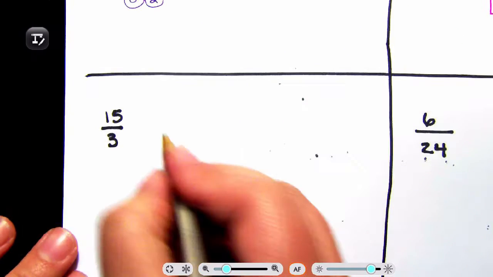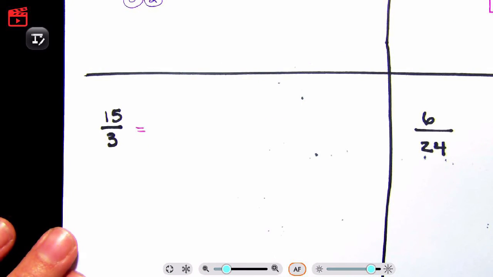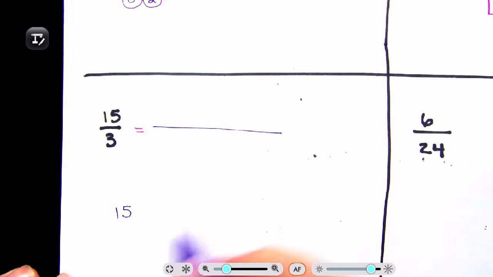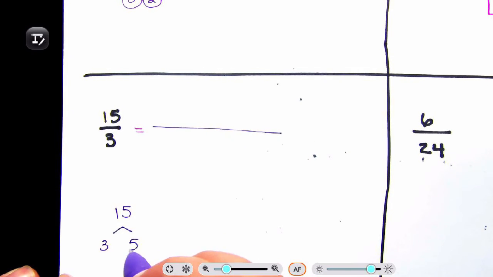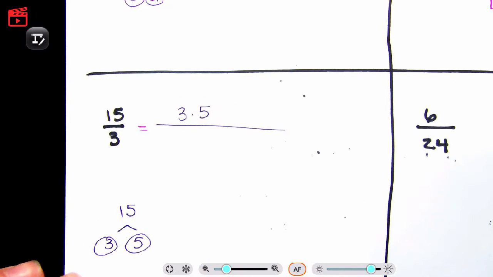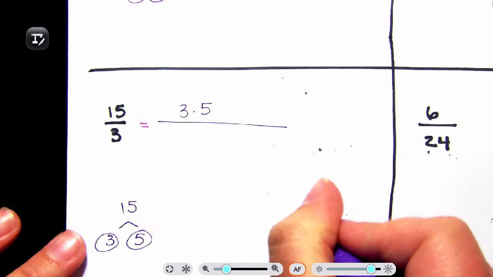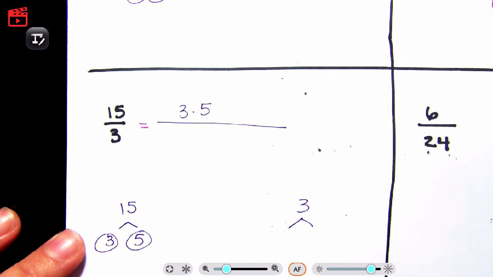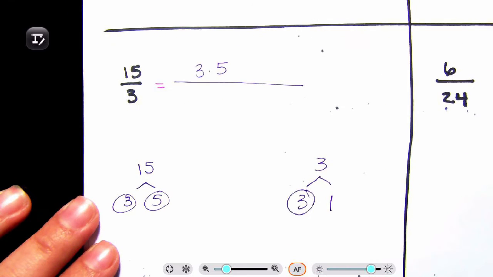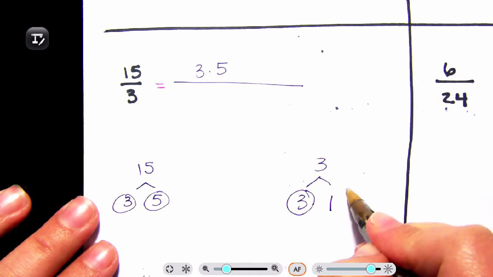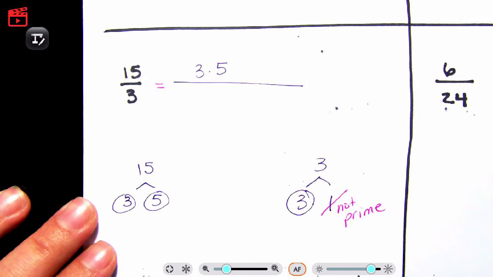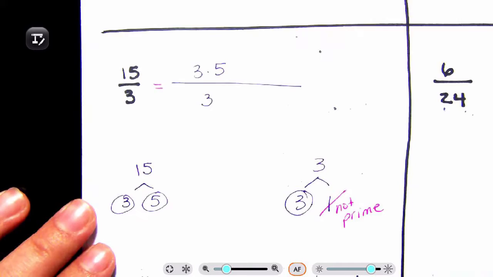Move on to 15 over 3, excuse me. Let's do prime factoring of 15. 15 is 3 times 5. 3 is prime, 5 is prime. So 3 times 5 are my prime factors. Now what about 3? The only factors are 3 times 1, but 1 is not a prime. Only 3 is prime. So 1 is not prime. So the only thing that you can do is just write 3.